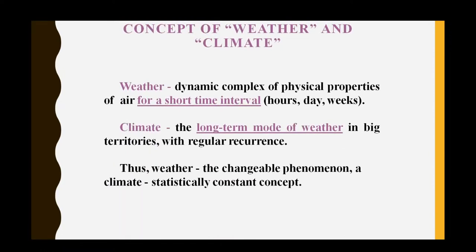And now we should discuss questions about weather and climate. Weather is a dynamic complex of physical properties of air for a short time, for a short time interval: hours, day, week. Climate is a long-term mode of weather in big territories with regular recurrence. Thus, weather is a changeable phenomenon and climate is a statistically constant concept.